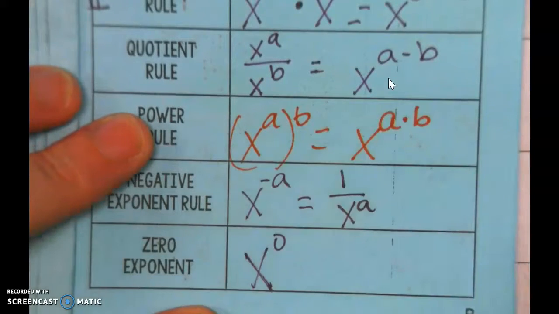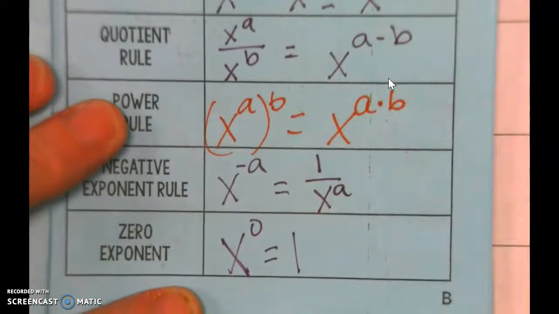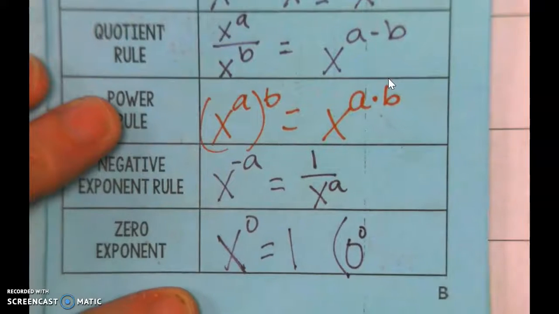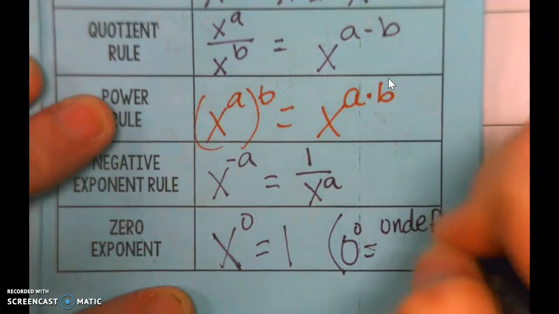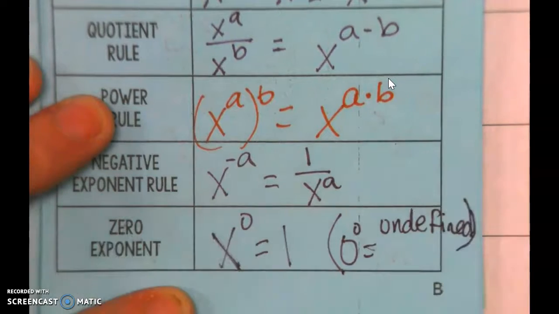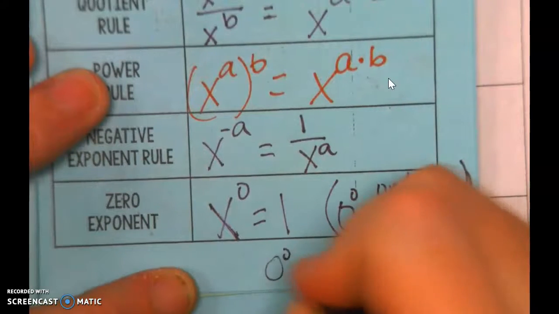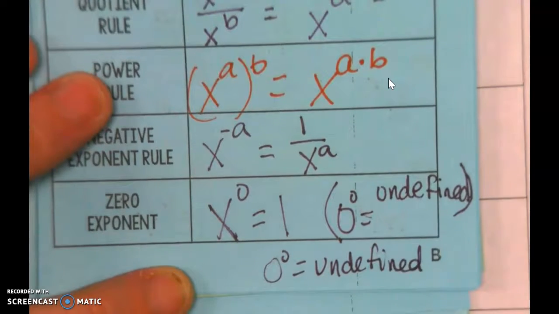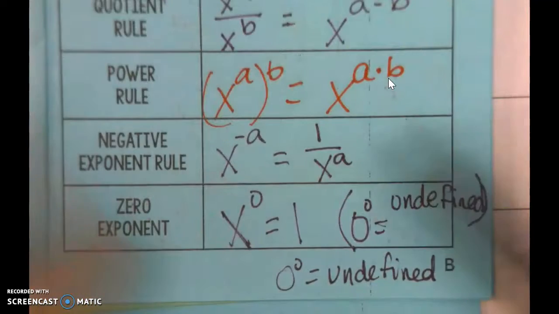X to the 0, anything to the 0, equals 1. That looks like a fabulous quiz or test question. Now, if you have 0 to the 0, that is undefined. Squeeze that in there, maybe write that on the bottom. So anything else to the 0 is 1, and 0 to the 0 is undefined. All right, easy enough.